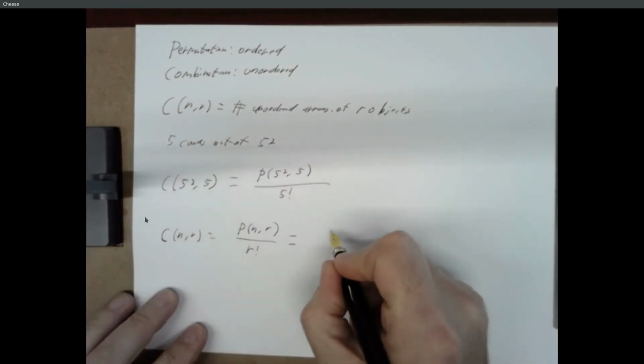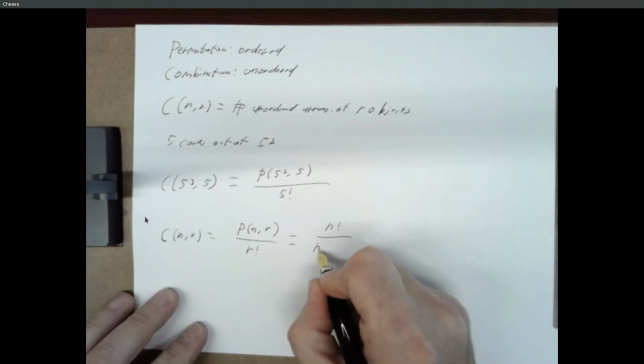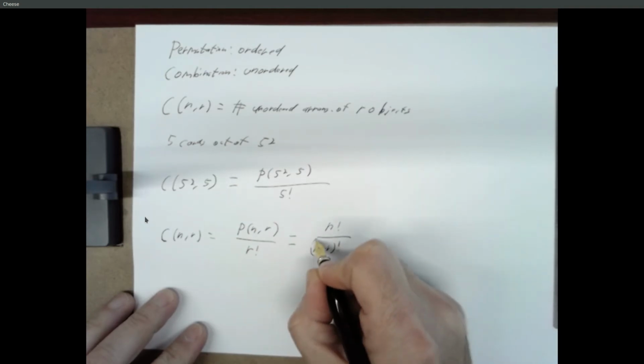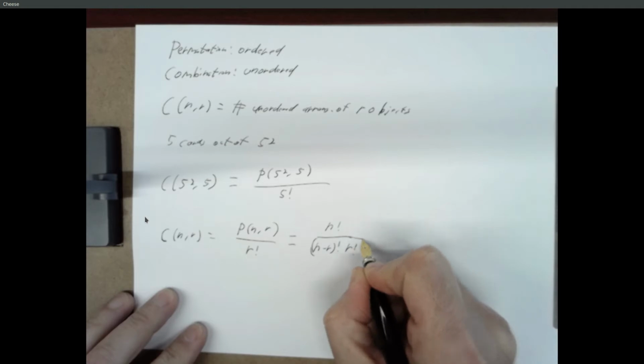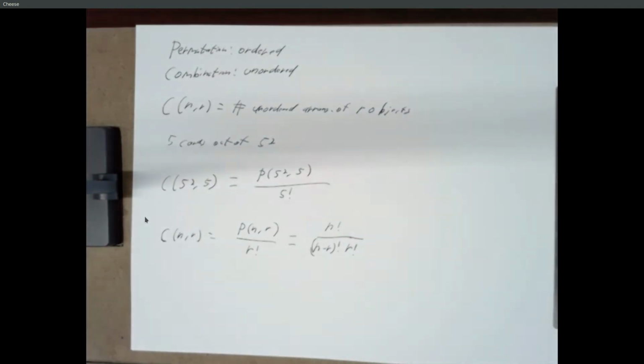So P(n, r) is n factorial over (n minus r) factorial. And we divide that by r factorial. There's your formula for the number of combinations.